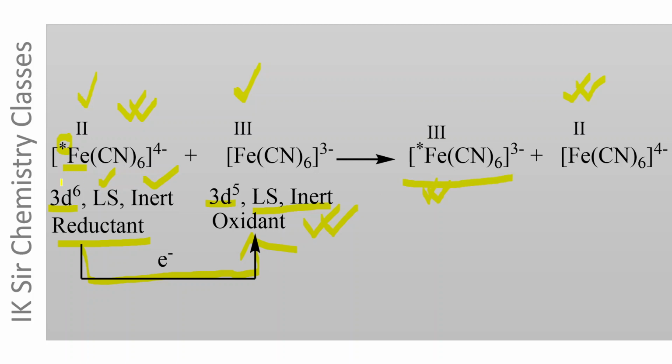There is no change in its coordination number. Coordination sphere of both the reacting complexes remain intact. Only the oxidation state of metal ion involved changes during electron transfer. Labeled Fe is oxidized from +2 to +3 state, while unlabeled or non-labeled iron atom is reduced from +3 to +2.